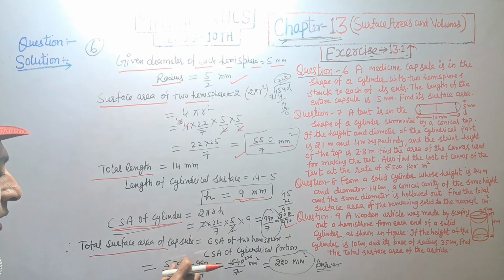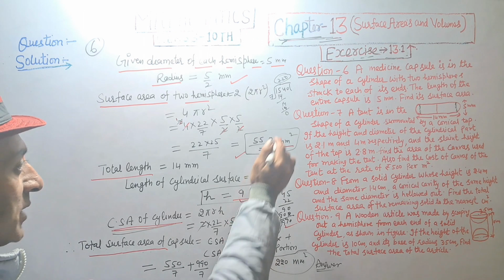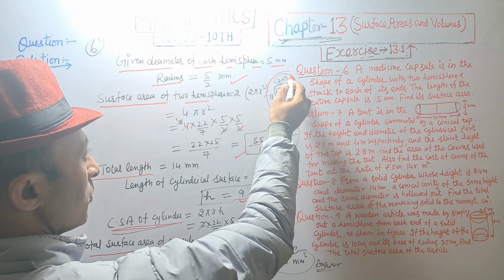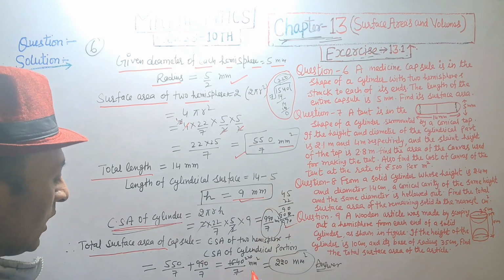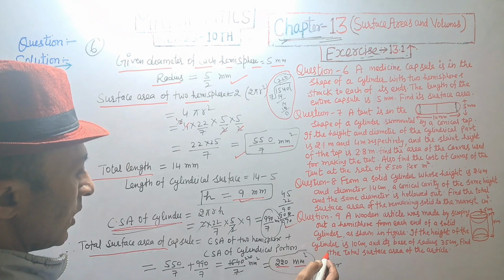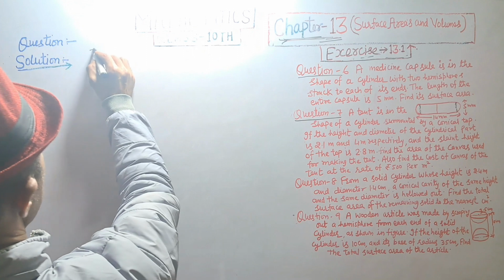Adding 990 plus 550, that is 1540, which is completely divisible by 7. 7 times 220 is 1540, and we get 220 millimeter square. Answer.